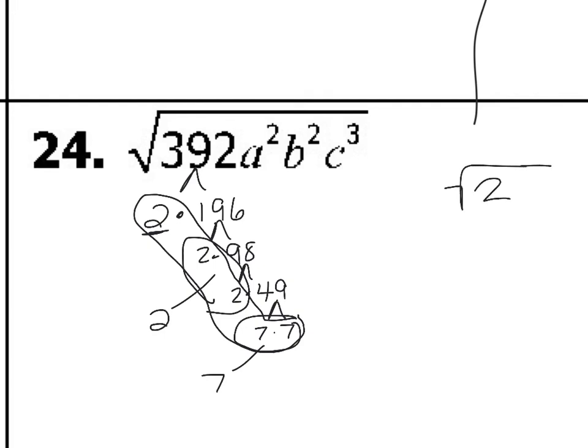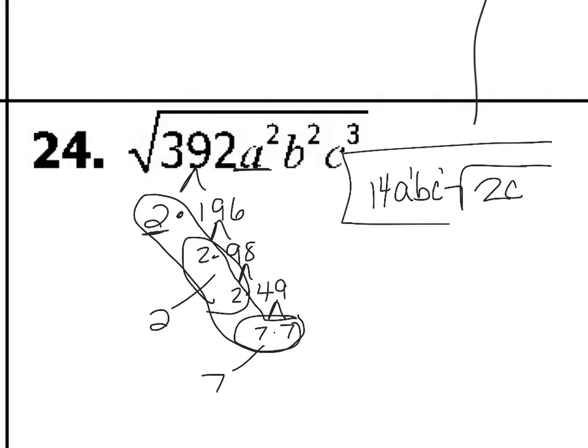Okay, so 7 times 2 is 14. Now my variables, a squared, 2 divided by 2 is 1. b squared, b to the 1. c cubed, and you got 1 with 1 left over. Let's check our answer. 14abc squared times 2c.